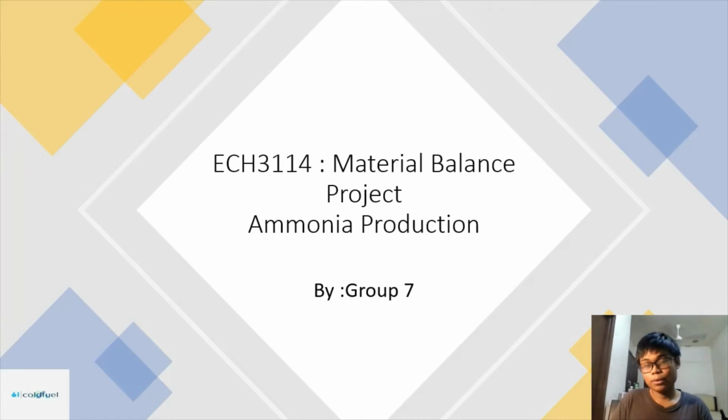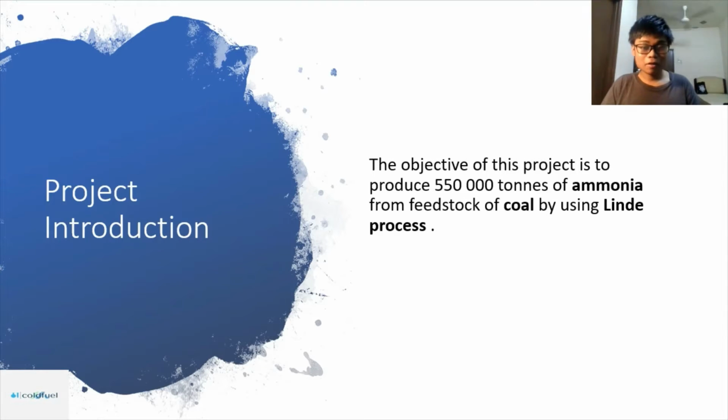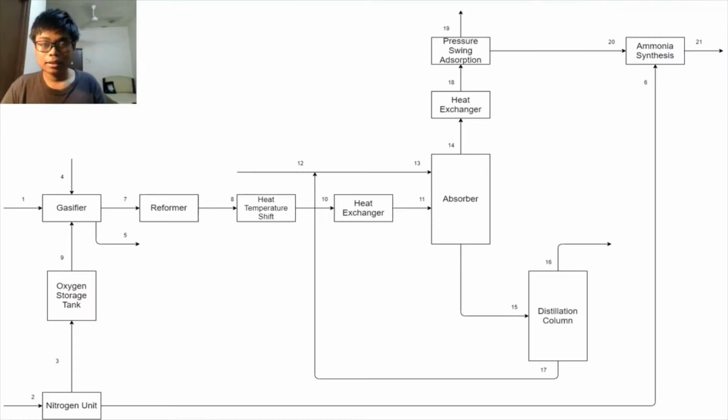Now I'm going to start our group presentation for ECH3114 Material Balance Project, Ammonia Production by Group 7. The objective of our project is to produce 550,000 tons of ammonia from feedstock of coal by using the Linde process. This is our overall unit block diagram. We have gasifier, reformer, high temperature shift, heat exchangers, absorber, pressure swing adsorption, ammonia synthesis, distillation column, and nitrogen unit.